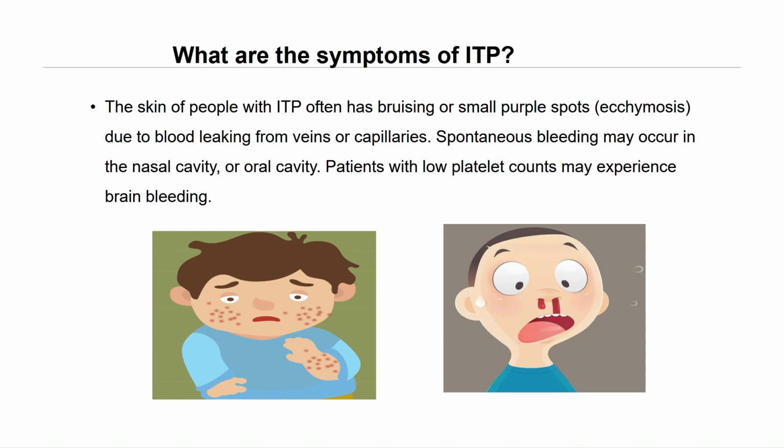What are the symptoms of ITP? The skin of people with ITP often has bruising or small purple spots due to the blood leaking from veins or capillaries. Spontaneous bleeding may occur in the nasal cavity or oral cavity. Patients with low platelet counts may experience brain bleeding.